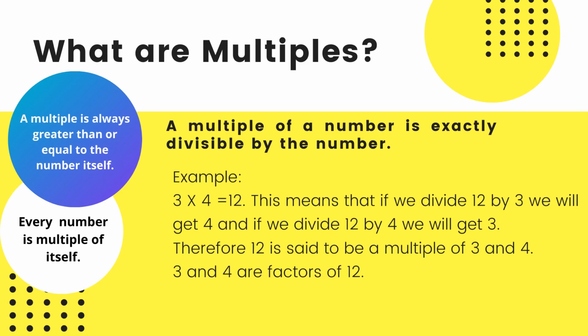Therefore, we can say that 12 is a multiple of 2, 3, 4 and 6. A multiple is always greater than or equal to the number itself. Every number is a multiple of itself.